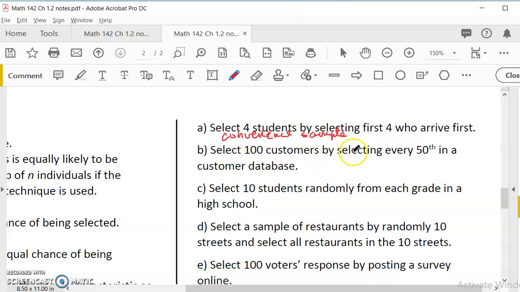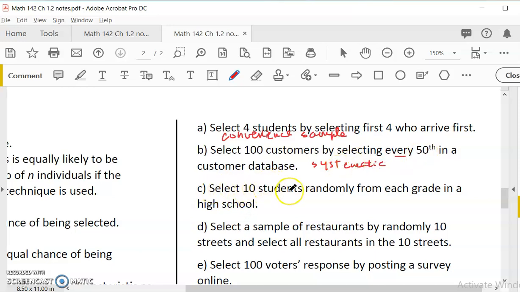Select 100 customers by selecting every 50th in the customer database. So you obviously have a list of the customers, and then the keyword is every 50th. That means you skip around, so it is systematic. You don't divide them into groups. You just skip every 50th.